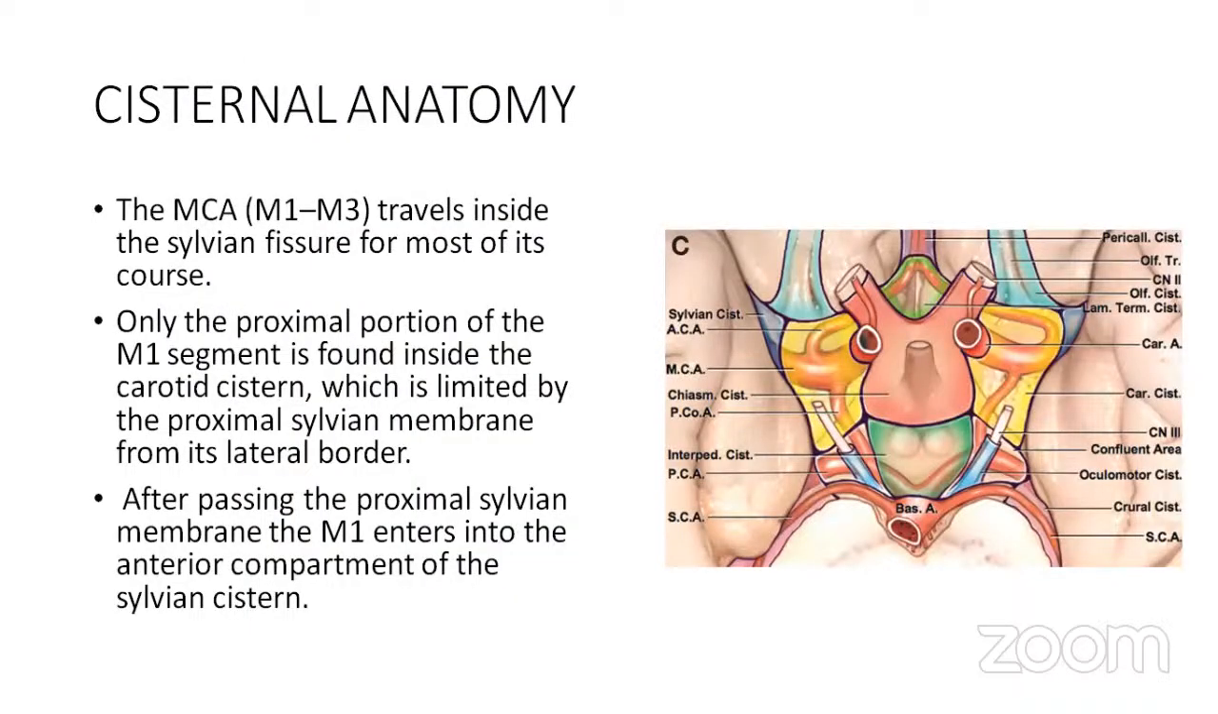So viewing a few other aspects of the anatomy, the M1 to the M3 segments of the MCA actually travel inside the Sylvian fissure for most of its course. Only the proximal portion of the M1 segment, where it divides from the ICA into the ACA and the MCA, would be related to your carotid cistern, which is limited by the proximal Sylvian membrane from its lateral border. And after passing through this proximal Sylvian membrane, it would come into the Sylvian cistern. So this is actually your Sylvian cistern where the initial part of your MCA would be arising.